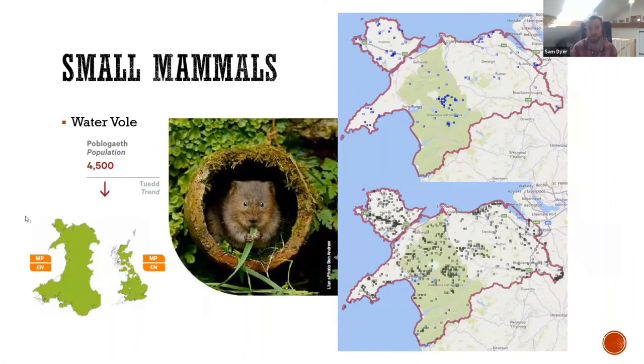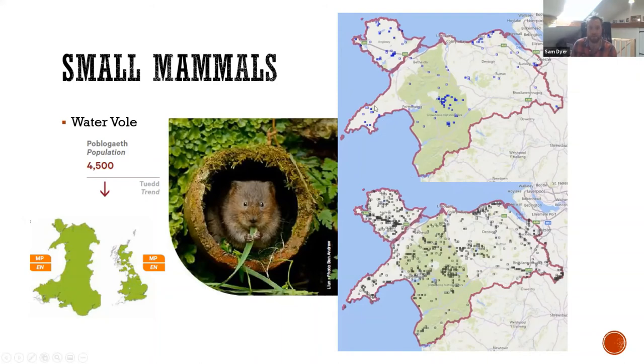Conservation positive action is required for the water vole to halt that trend. I put two maps from Cofnod in here just to underline that. The one at the bottom is all records, so it includes the historic records, and the one at the top is the more recent records. I can't remember what year that was after. You can see that a lot fewer records are coming in recently.